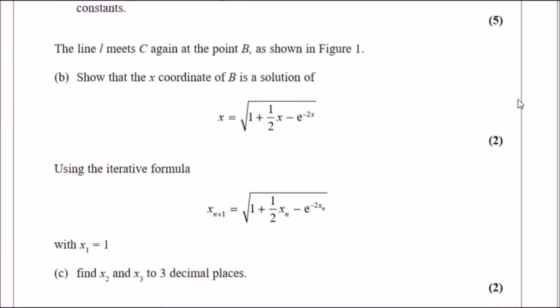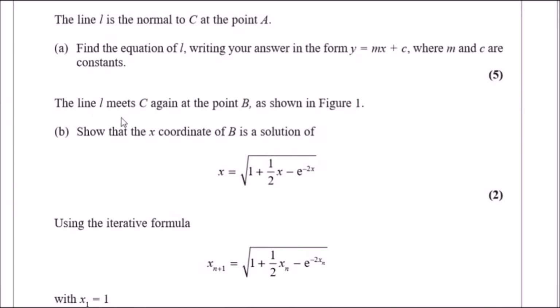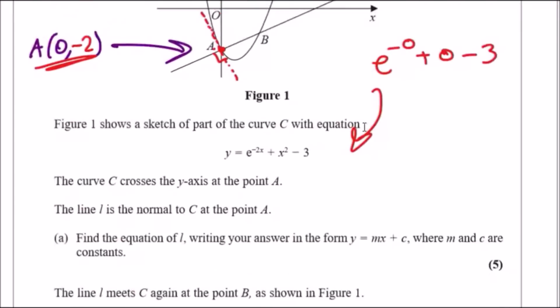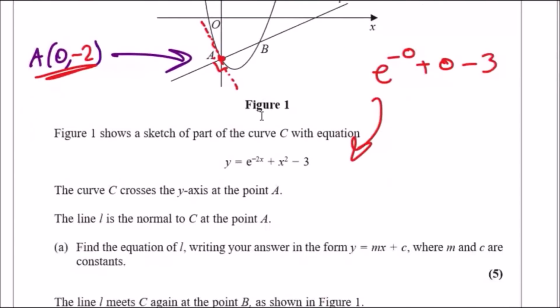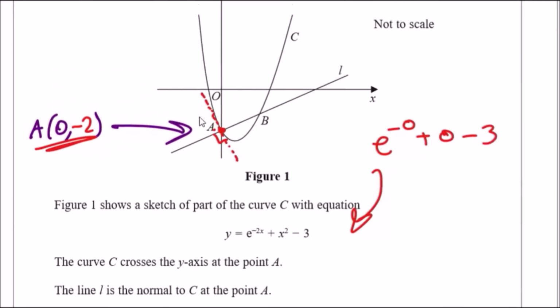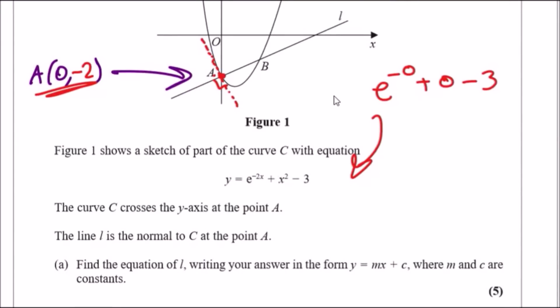Now let's look at part B. So the line L meets C again at point B. Okay, so we're talking about this point here. So again, this is simultaneous equations if you guys haven't seen. Since we got the new line, which is y equals half x minus 2, we're more or less going to solve this simultaneously now.